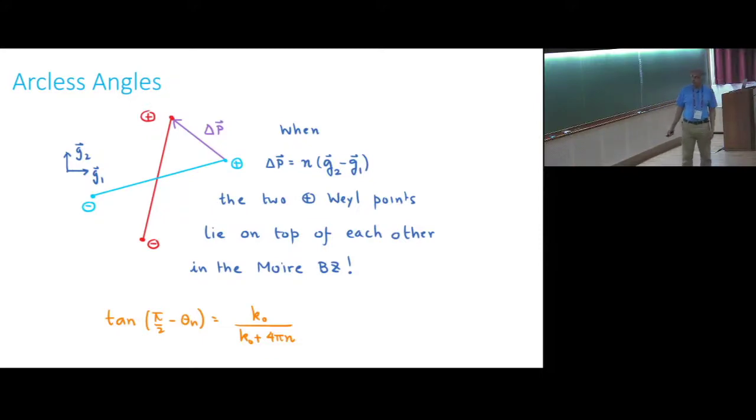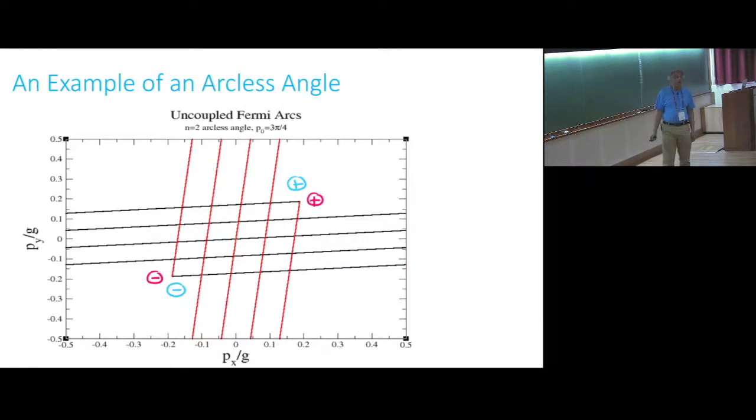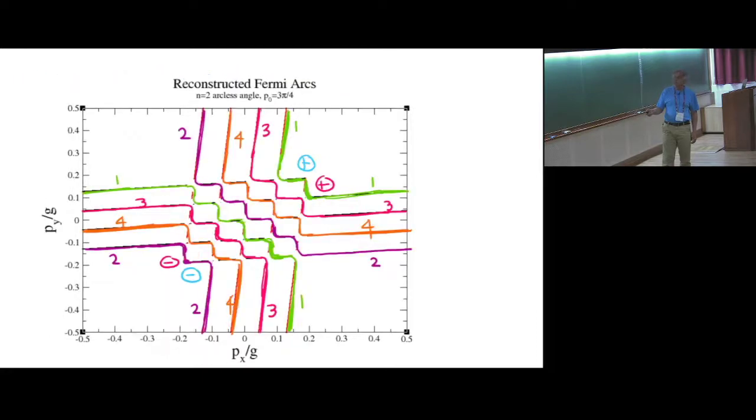Now, one interesting possibility is, what happens if your angle is such that upon folding into the Moiré Brillouin zone, the two Weyl points sit exactly on top of each other? What happens then? Okay. So these are the angles that we call arcless angles. Okay? So here's an example of an arcless angle when there's no tunnel coupling between the two surfaces. And here's what happens when there is tunnel coupling. Okay? You say, okay, so what? Really? I mean, there's still this one and the two that are going through the bulk Weyl node, and so it'll be pretty much the same as what happens in the unreconstructed one.